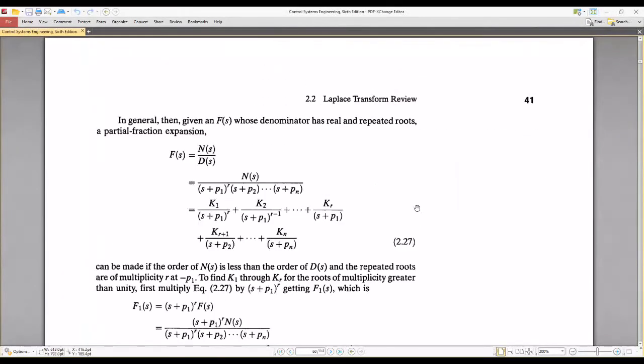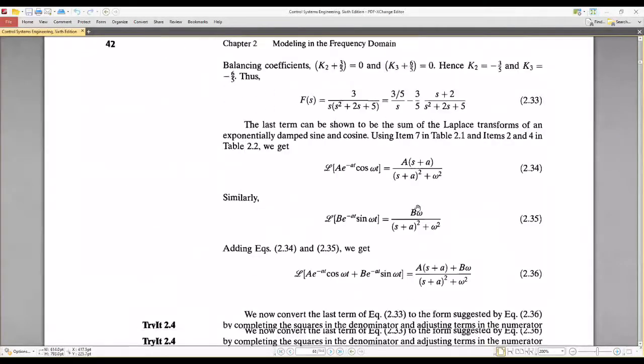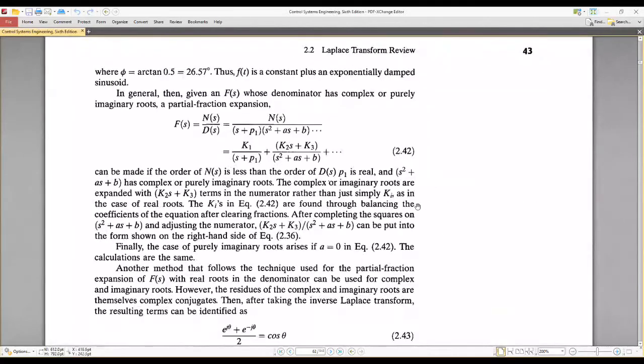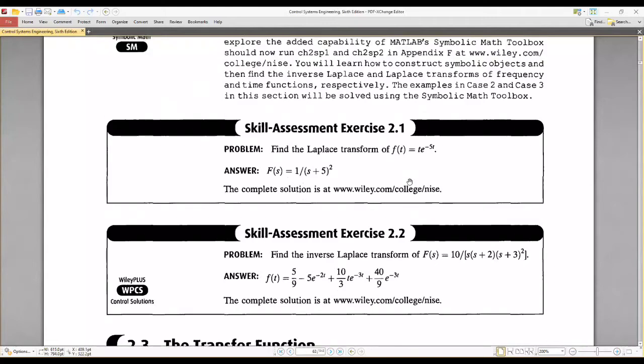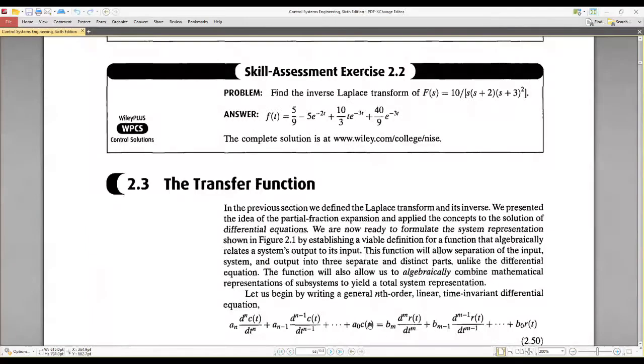Similarly, a few more examples are there. Another example has been given, and here is another example. F(s) equals 10 by, okay, this you can check.